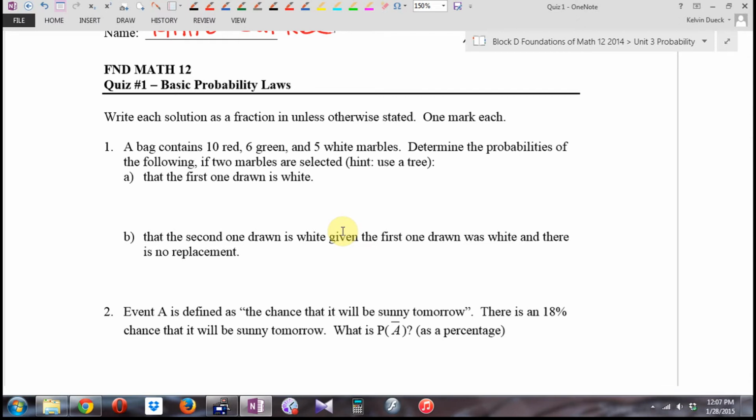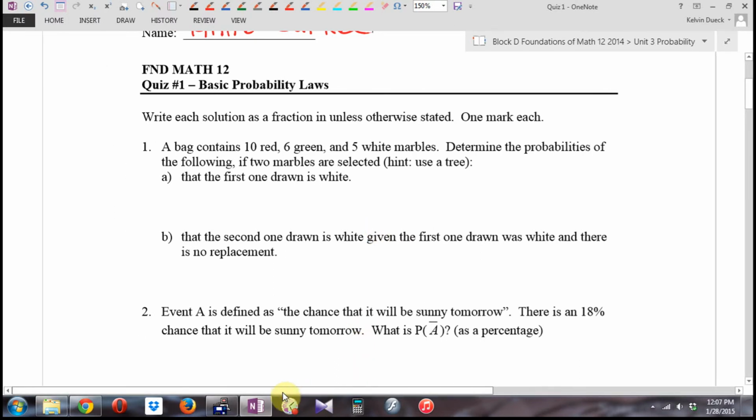Number 2, tree. My tree is going to look something like this, I'll do it off in the margin here. On the first pick, I can have red, green, or white. I'll call it red on the first, green on the first, white on the first.